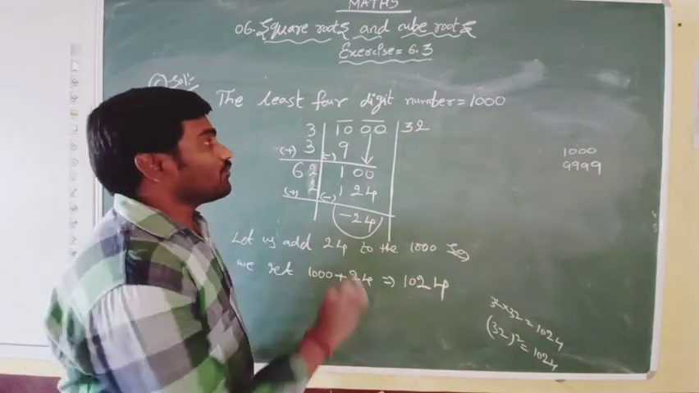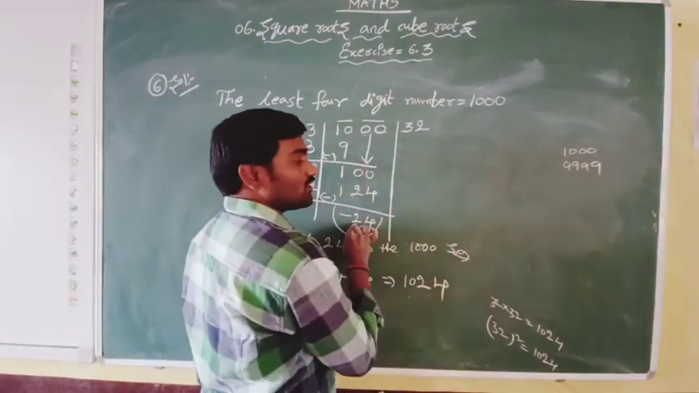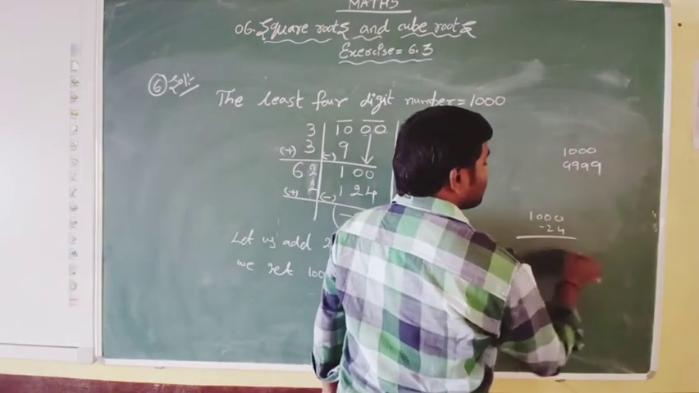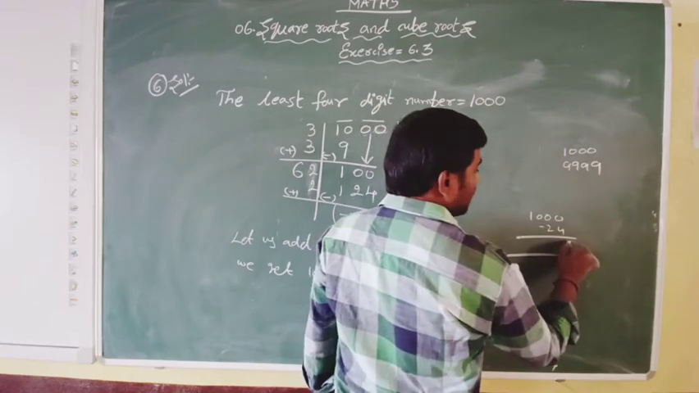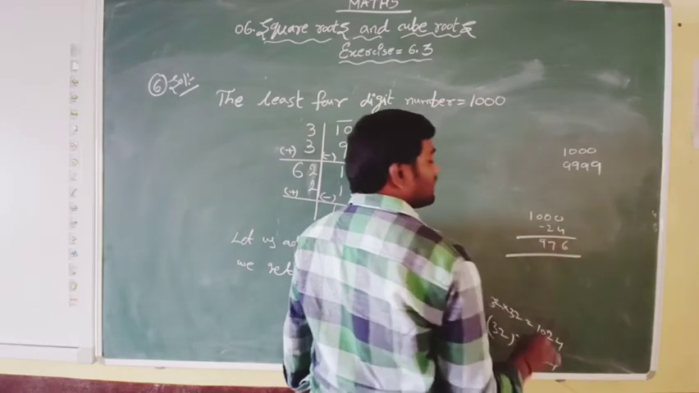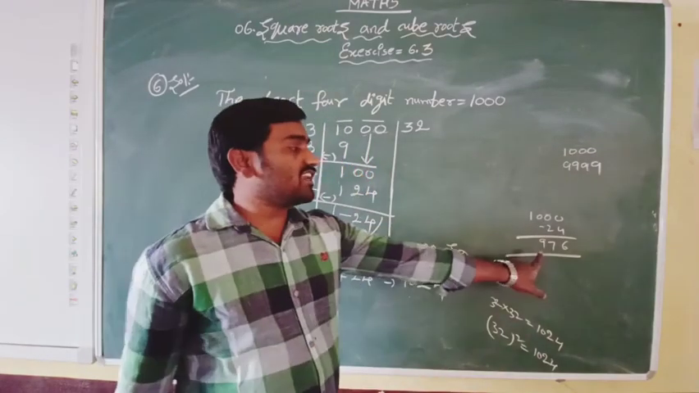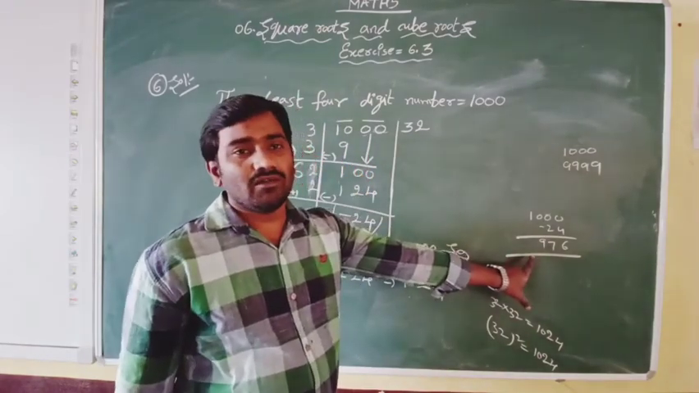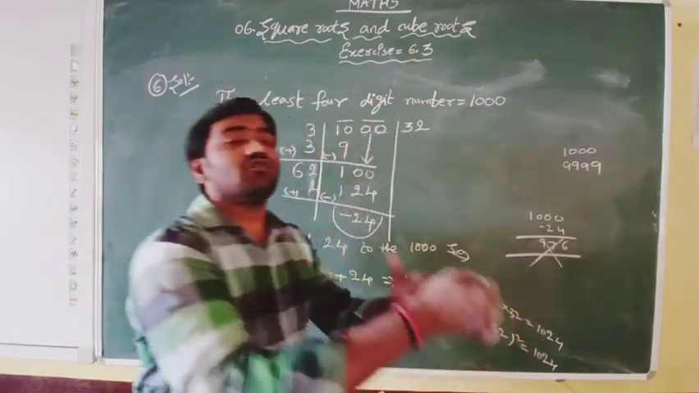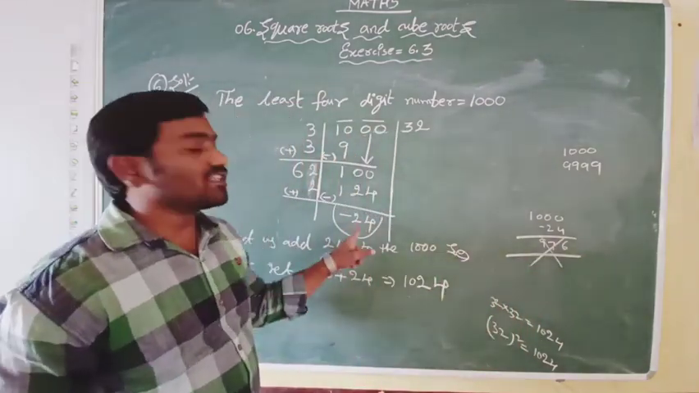So normally what do people do? Here it is minus 24. They subtract this 24 from the 1000, so they write 976. Is this 976 a 4-digit number? No, it is not a 4-digit number. Our question is that we need the least 4-digit number. So we are adding this 24.